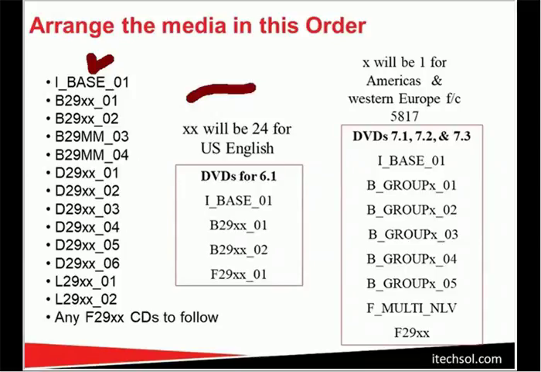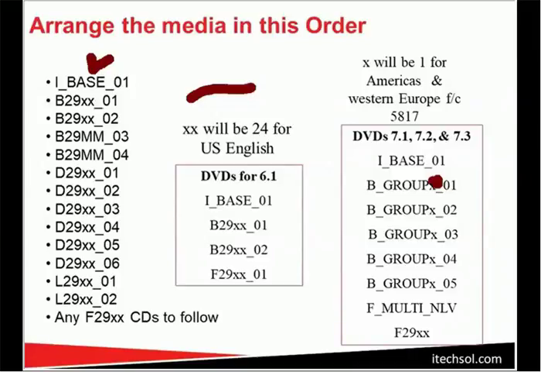Now, in my opinion, IBM did it right at 6.1. And then probably some bean counter figured, why should we be creating 60 different versions of DVDs? Let's combine them, and we'll have 3 different groups. And this letter here, this little X, if it's a 1, it's Americas and Western Europe.